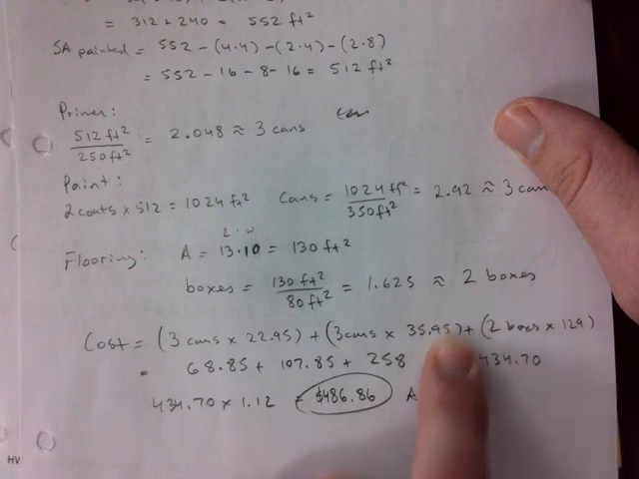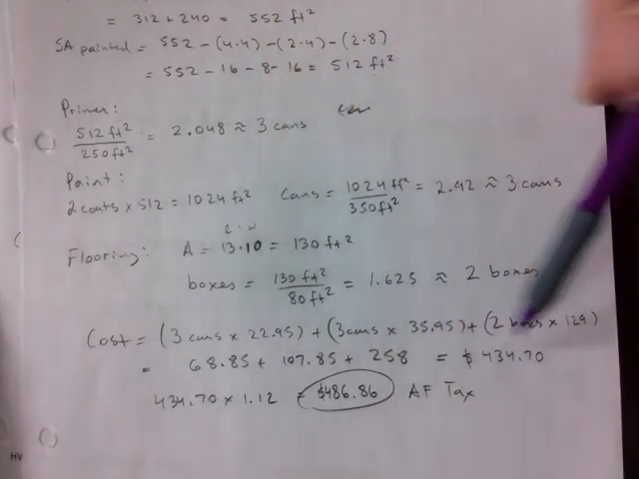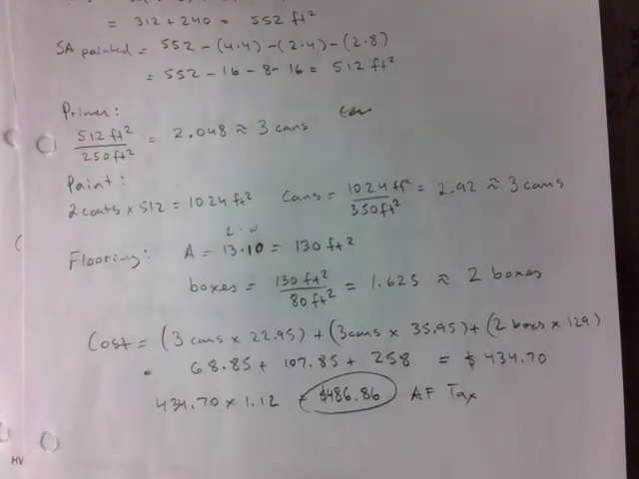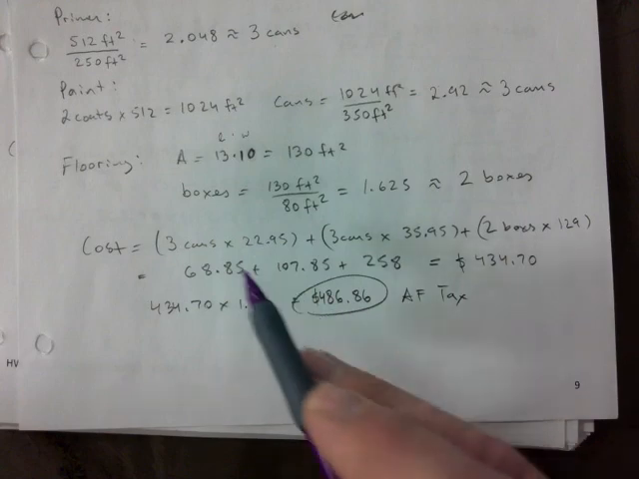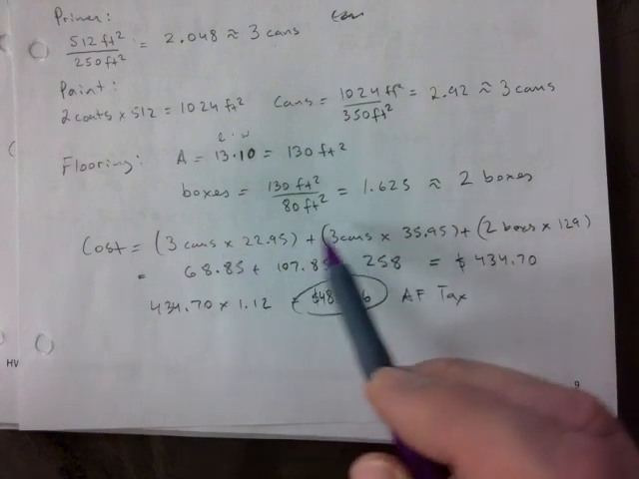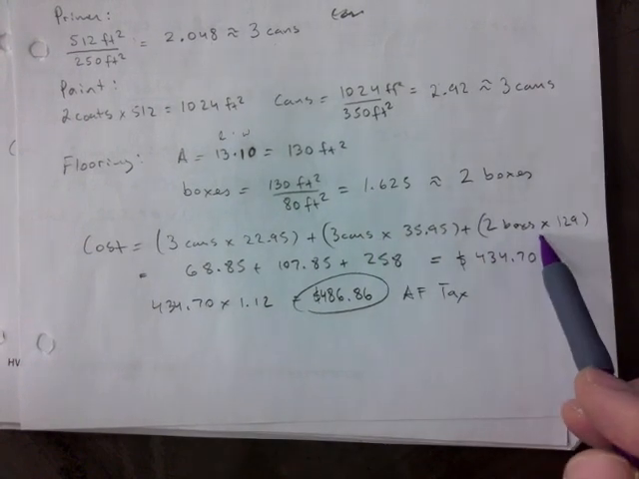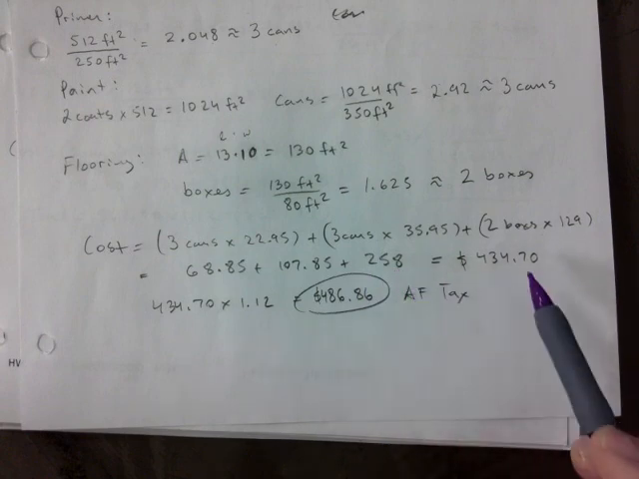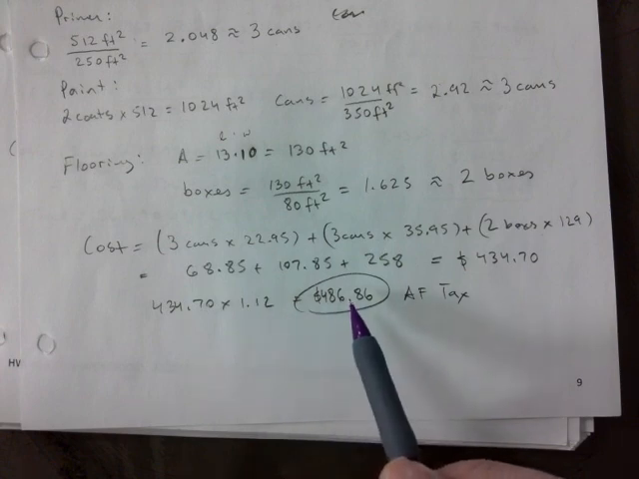All right? Now let's do the total cost. I don't necessarily need you to do it this way. You could do it in separate chunks and then add it up later. But this is one way of showing what you're doing. So this is my primer, paint, and this is my flooring. These are the subtotals here, which is 434.70. And I took that and multiplied it by 1.12 to get my after-tax amount.